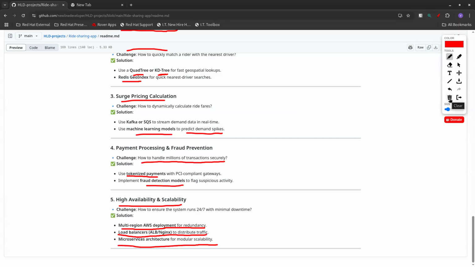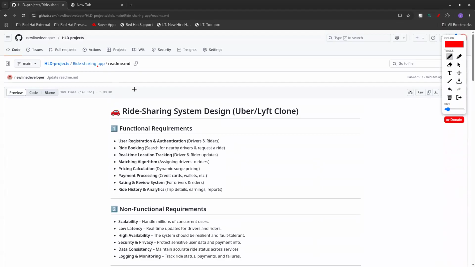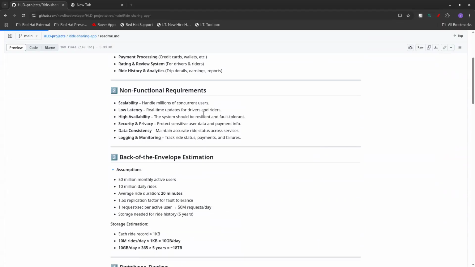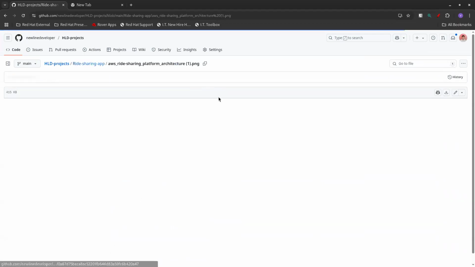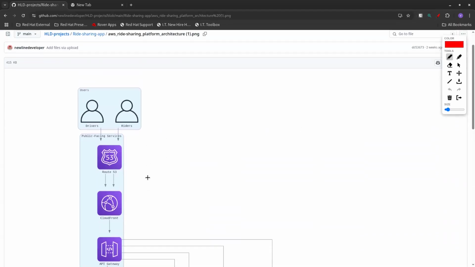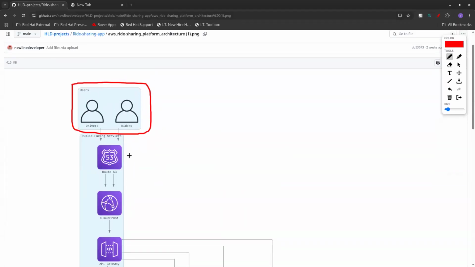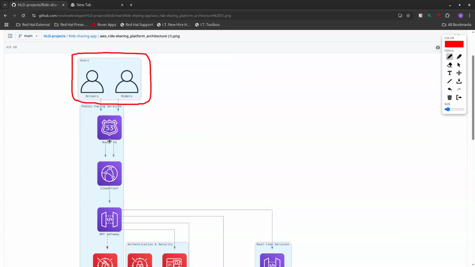Okay, now let's go to the high level architecture. Here we can see two stakeholders: one is the driver, and the other is the rider. They communicate with public facing interfaces to connect with the ride sharing system. Generally they have to install mobile apps, and those mobile apps will communicate with these services.